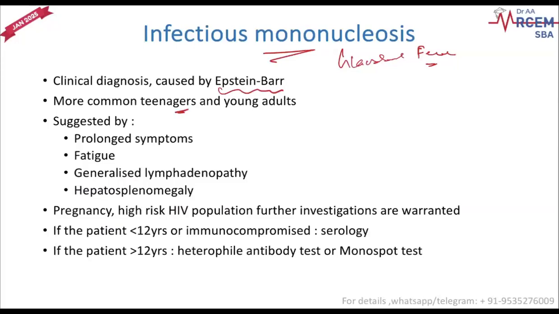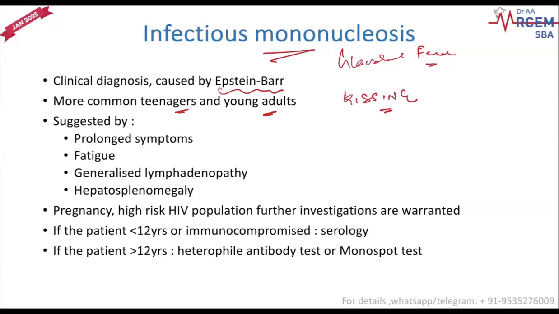Commonly seen in teenagers and young adults, it is also known as kissing disease. The main reason it is known as kissing disease is that it is spread by sharing of oral secretions. That's why it is very commonly seen in teenagers who tend to kiss each other. That's why it is also known as kissing disease.